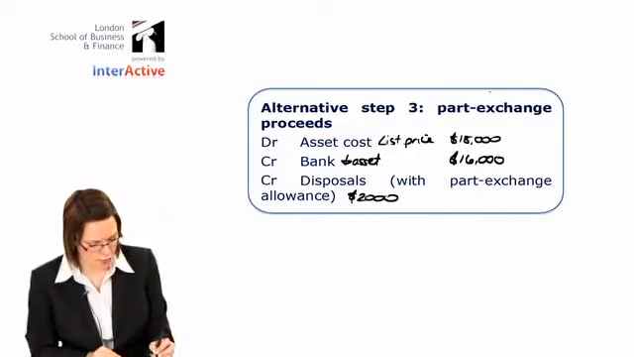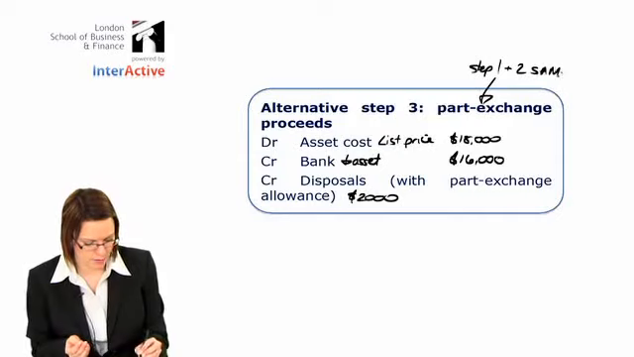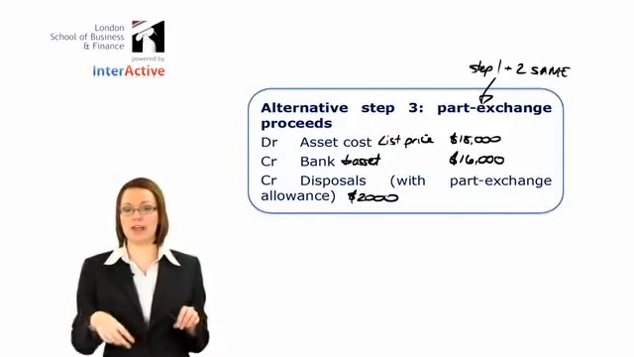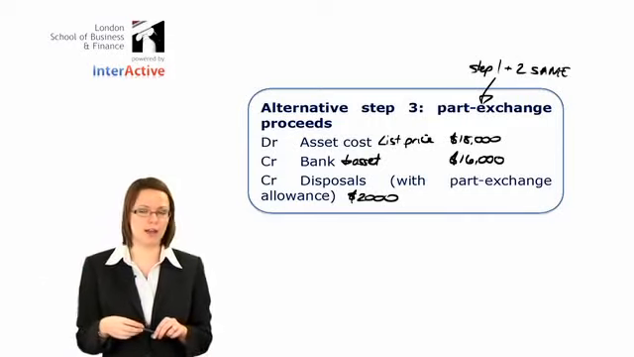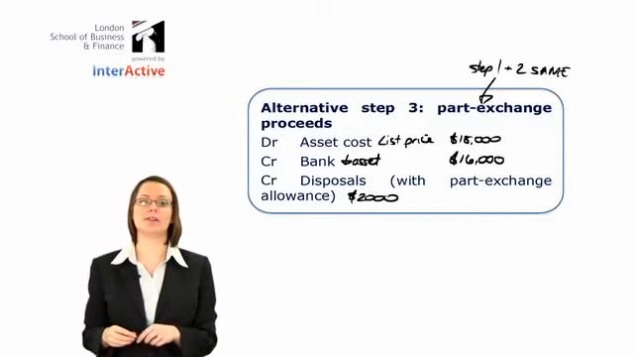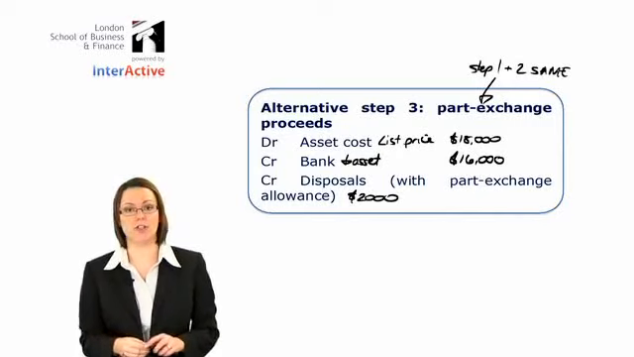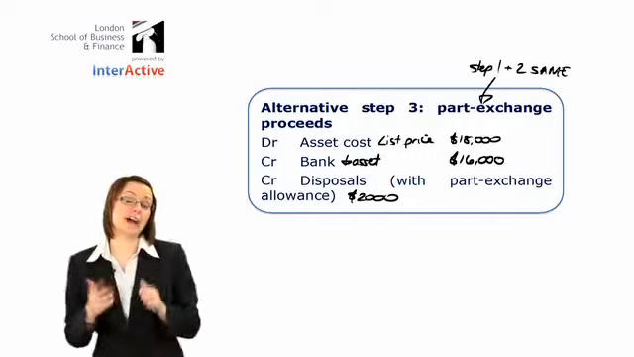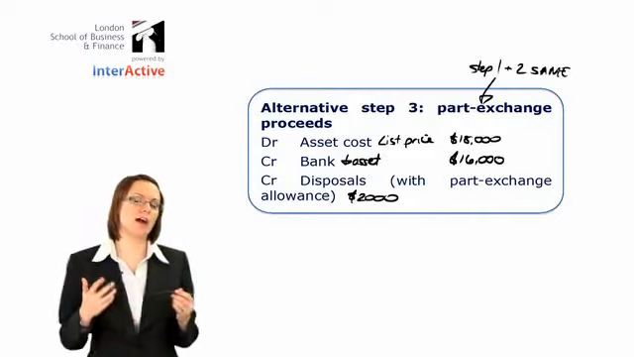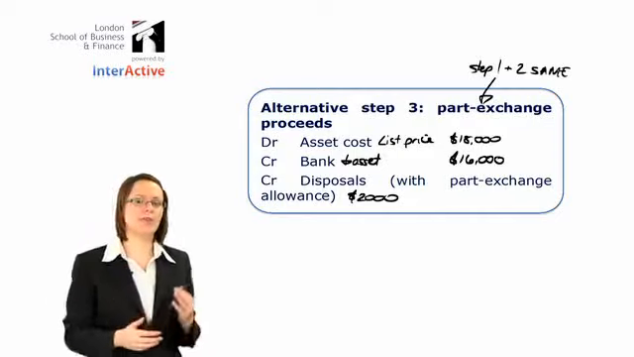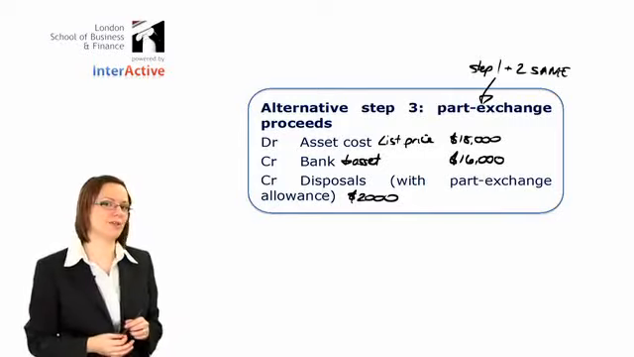But with a part exchange, remember, the step 1 and 2 are the same. So you still need to remove the old vehicle at its cost and remove the old accumulated depreciation. Again, on the old vehicle, you're just going to replace it with a new one. So that's an alternative step 3 if you're asked to deal with a part exchange. And there we have it. That is the process to disposals. So in our next session, what we'll do is we'll have a look at an example just working through this idea of this 3-step process, and we'll see what a disposals account looks like as well.